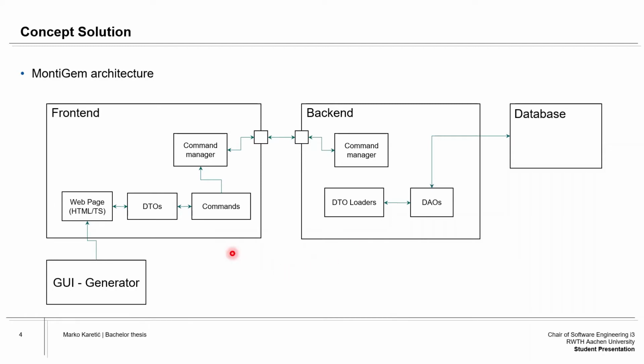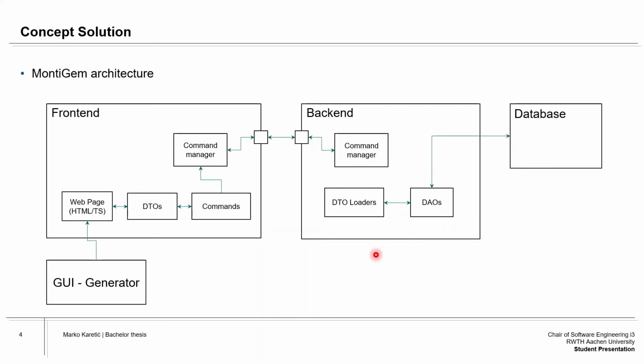vice versa. The frontend establishes communication with backend using commands, which it sends. Those commands can also contain DTOs as additional information for the backend. The commands are managed by the command manager, which regulates the communication between both sides. When the backend receives the information from the frontend, it uses the services called DAOs, or data access objects, to communicate with the database and send data to the database or fetch data from it.